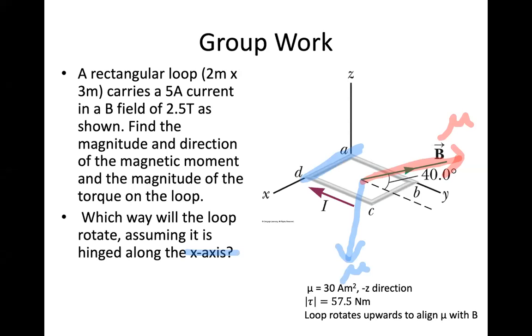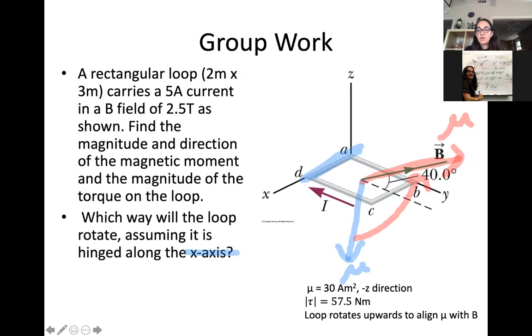It's going to flip upward so that it aligns with B. It's going to rotate upward. Let's try and see that, right? So here's your loop, okay? Now set yourself like an x-axis that you're going to hold your paper, your loop, your notebook.